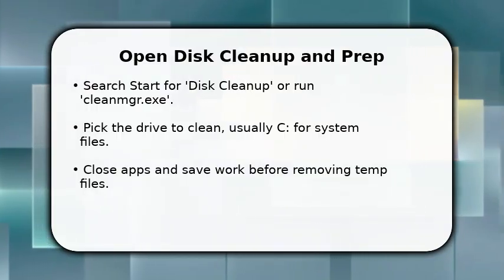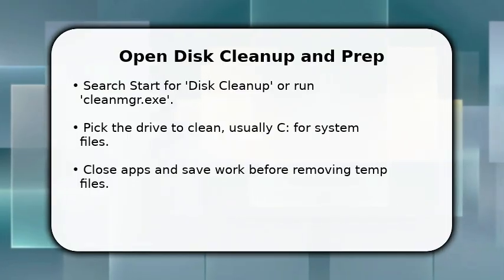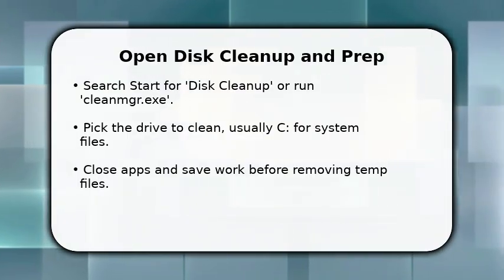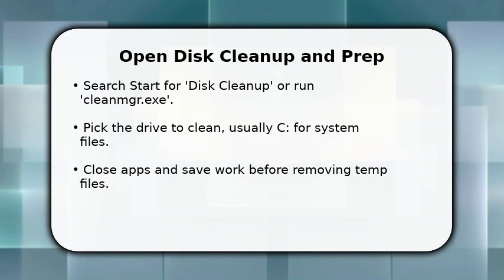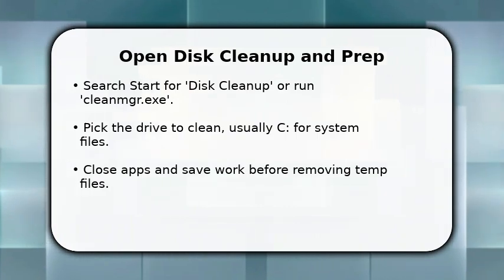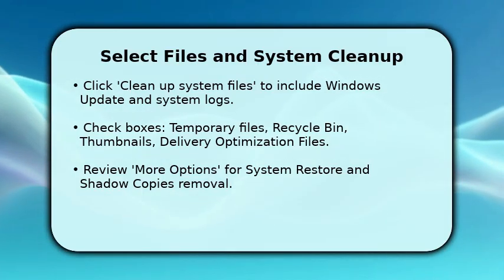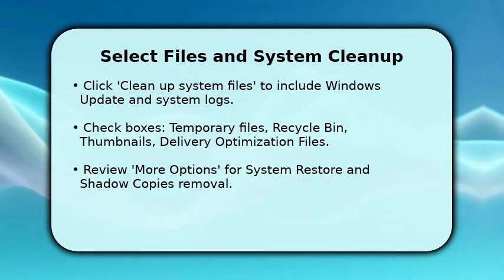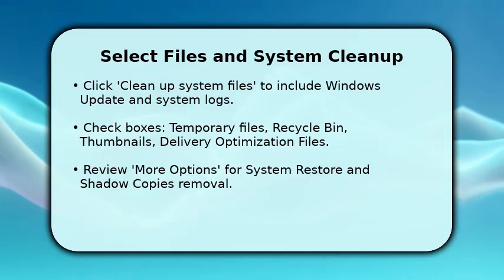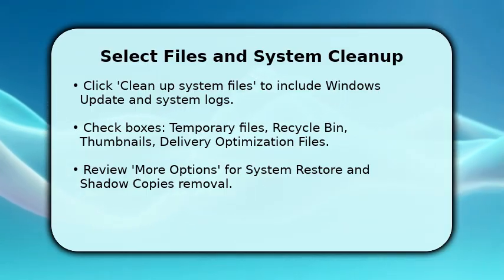This step matters because Disk Cleanup must know which volumes, cache, and temp items to analyze before presenting removable item choices. Now you'll expand the tool to clean deeper system items. Click Clean Up System Files, and allow it to rescan. You'll see selections like Temporary Files, Recycle Bin, Thumbnails, and Delivery Optimization Files.